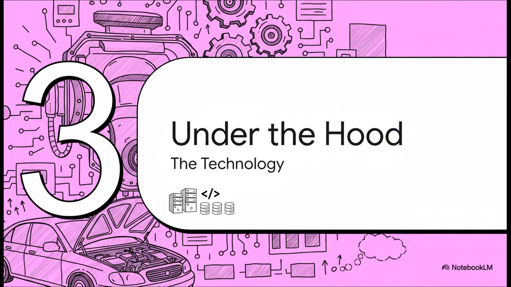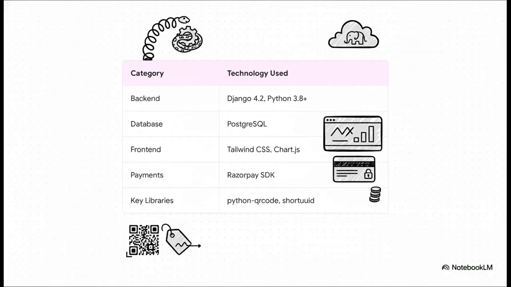Okay, so we've seen what it does, but how does it all work? It's time to pop the hood and take a look at the technology stack that brings all these features to life. Here's the mix of technologies they're using. The backend is powered by Python and Django, a really robust and scalable combination that's perfect for web apps. All the data lives in a Postgres database, a super reliable choice. On the front end, what you see is built with Tailwind CSS to make it look clean and modern, while Chart.js is what powers those slick analytics graphs.